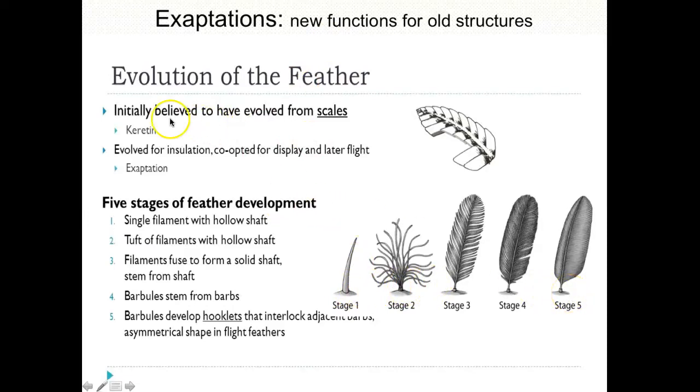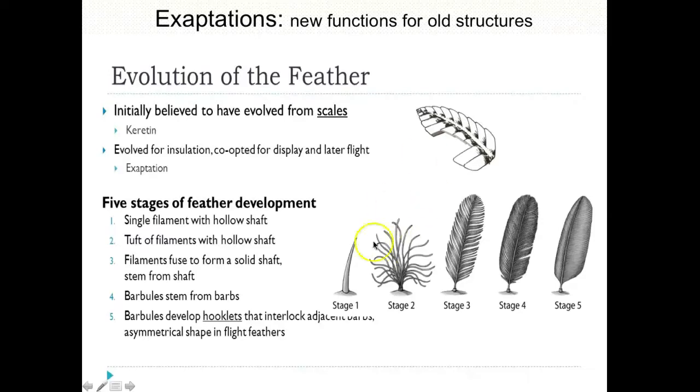Okay, so initially the feathers were believed to have evolved from scales, right? Scales that exist on our reptiles. And this keratin is actually spelled wrong. I ripped this off from the internet, but anyways, the protein here is the same for your scales and also for your feathers. And what the feathers were thought to be used for initially is for insulation, to keep the reptiles warm, and they weren't really used for flight.